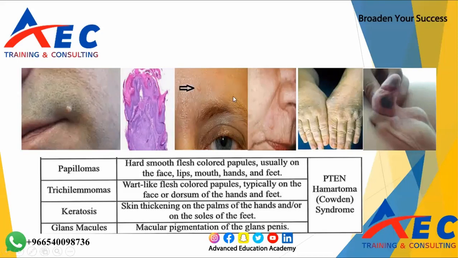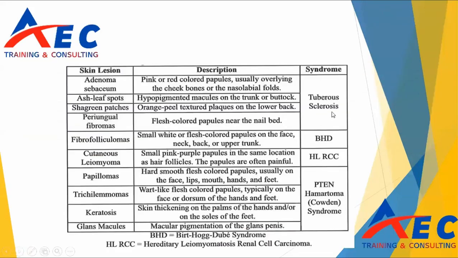syndrome, known as Cowden syndrome. And keratosis is also a feature, indicating that the skin lesion indicates RCC. And here also we have glans macules. The glans macule is macular pigmentation of the glans, and it is also a skin lesion associated with RCC, specifically in patients with Birt-Hogg-Dubé hamartoma. These are all the skin lesions in detail.